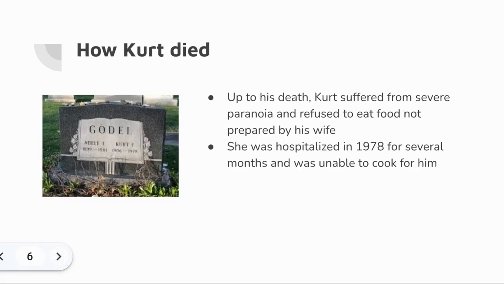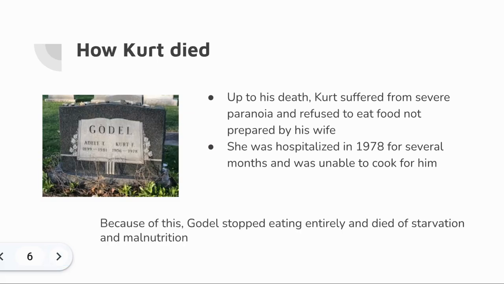Up to his death, Kurt suffered from severe paranoia and refused to eat food not prepared by his wife because he thought he was going to get poisoned. And then she was hospitalized because she's 6 years older than him, and he's like 70 years old at this point, 69, for several months, and was unable to cook for him. And because of this, Gödel stopped eating entirely and died of starvation and malnutrition.